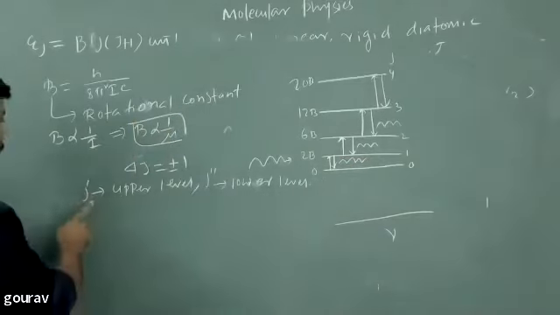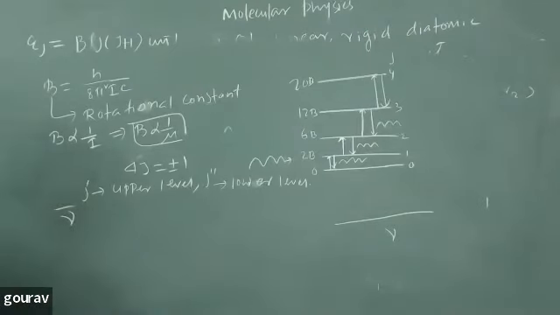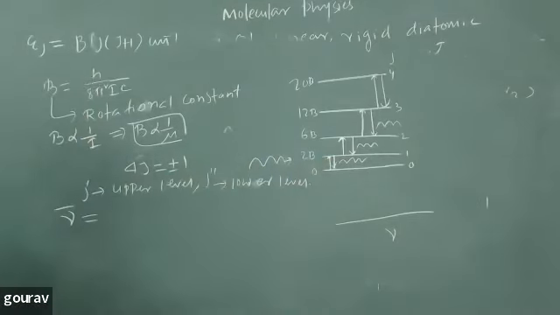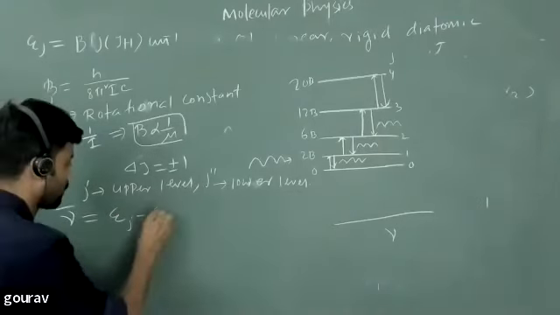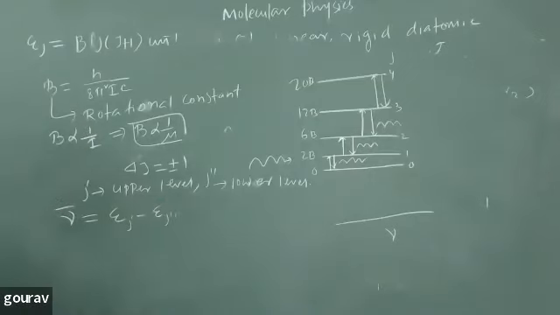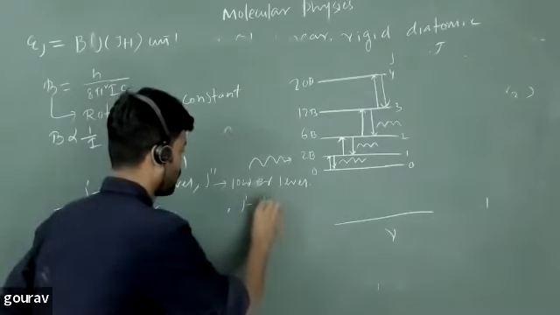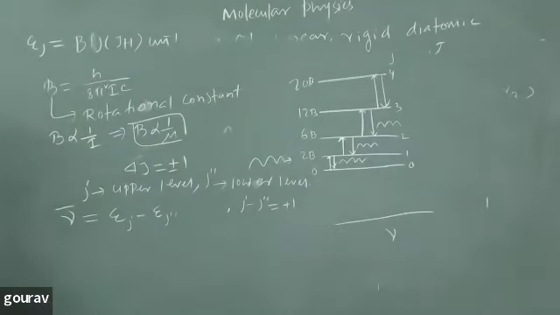So the upper level is J prime, the lower level is J double prime. Then the wave number of the emitted photon, let us denote it nu bar, will be what? The wave number separation between the upper level and the lower level. So I can write epsilon J prime minus epsilon J double prime. And according to the selection rule, J prime minus J double prime should be equal to plus 1. Right? Is this part clear?